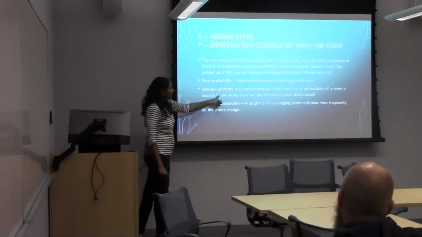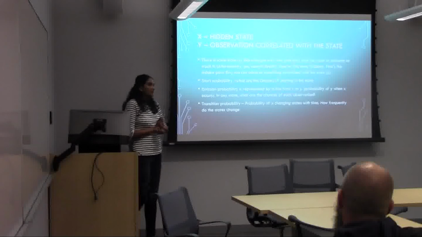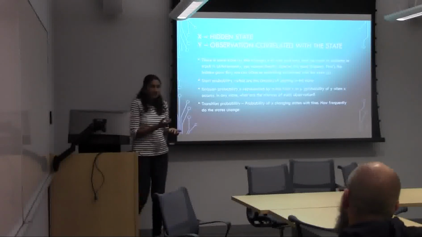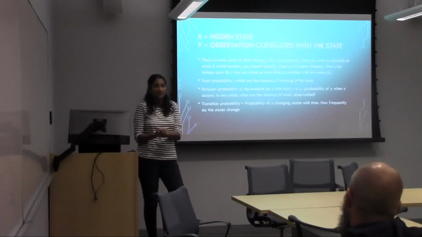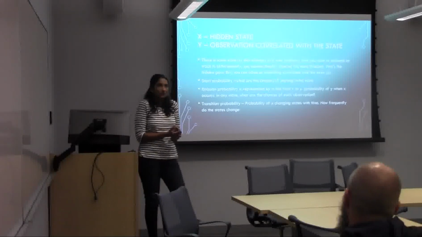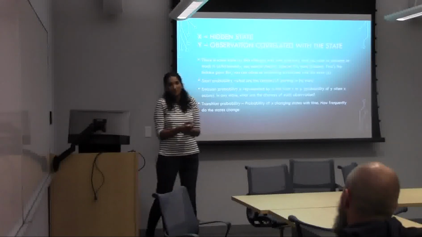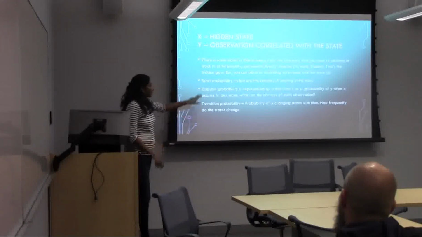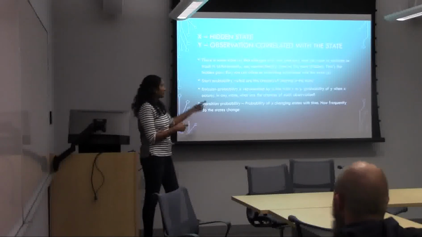The emission probability is the chance of each observation. Like in the first example, what are the chances of observing your wife clenching her teeth when she's angry? Maybe she is clenching her teeth because she has TMJ. It doesn't necessarily mean that she's angry, but that is the emission probability: the chance of observing something in a particular state.